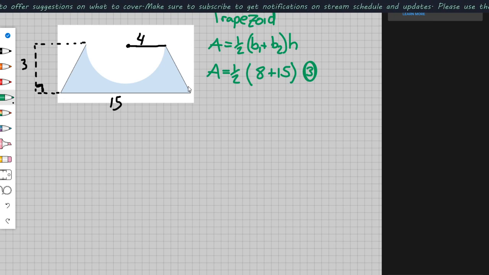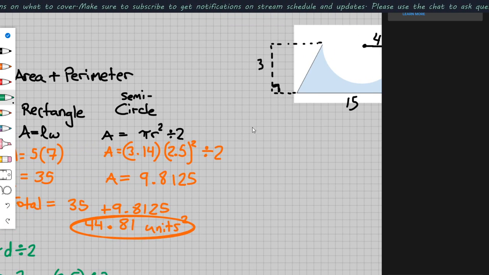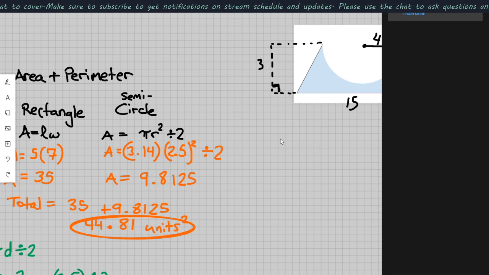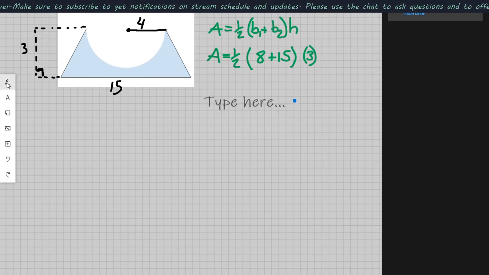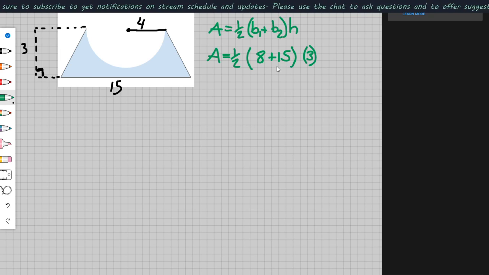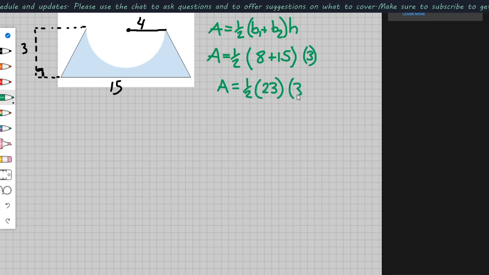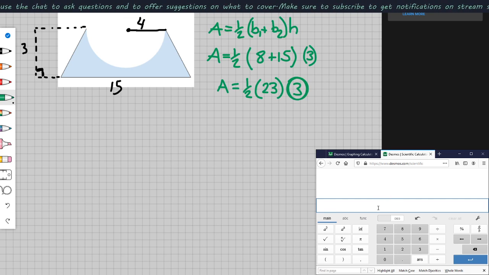So using order of operations, we're going to do what's inside first. So 8 plus 15, which is going to give us 23. So we have half of 23 times 3, and I'm going to use my calculator to find out what that is.